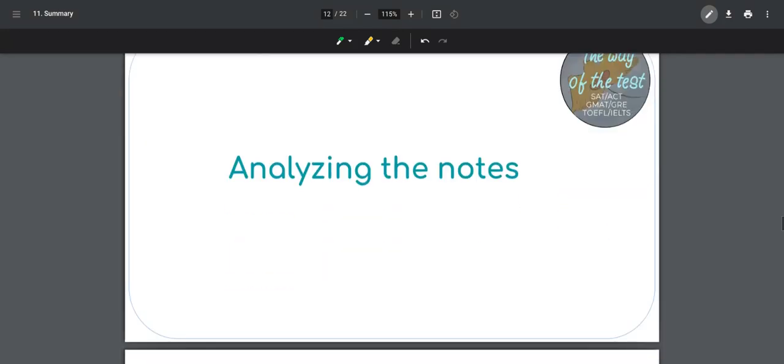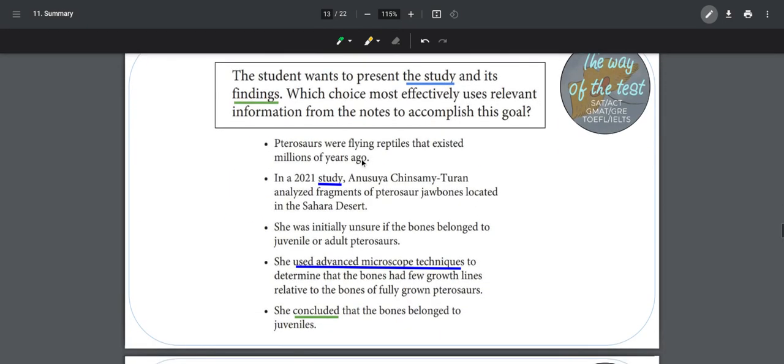Now, let's analyze the notes. Here are my notes. There's the study, the explanation of the study, and the conclusion appears here. We want the study and the findings, so we need to use these. From this point of view, the alternative has to talk about these three bullet points: the 2021 study, the techniques used, because that's the presentation of the study, and the conclusion of the study. So that's what we want.